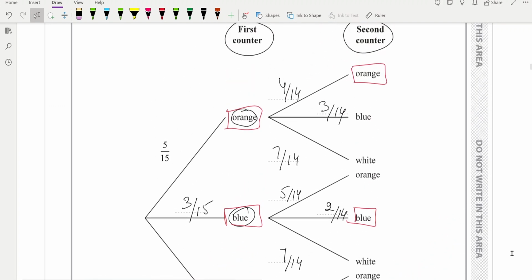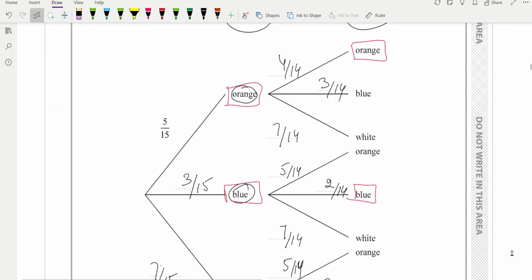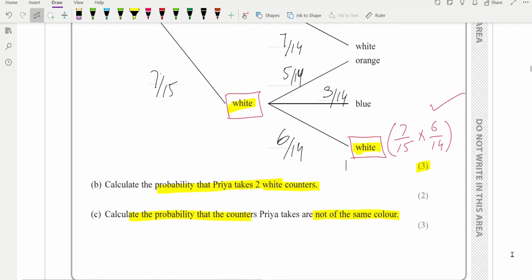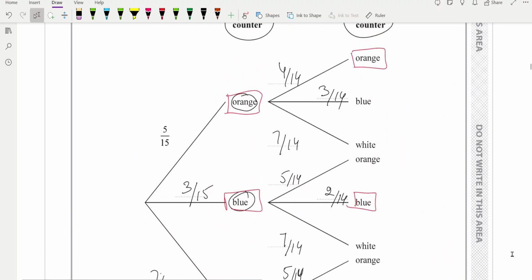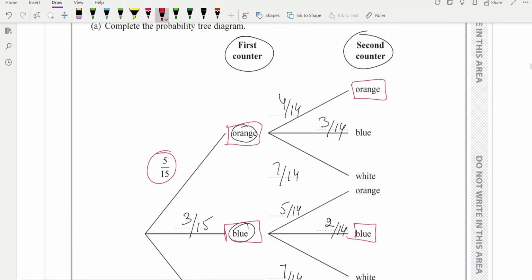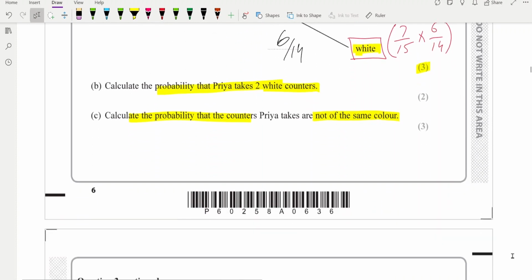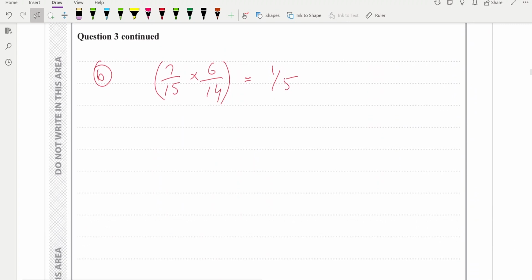White and white we have already calculated. So we will calculate the probabilities for orange and blue, and we will add the probability which we calculated just now. So orange will be what? 5 by 15 multiplied by 4 over 14. So we can write here for the C part, 5 by 15 multiplied by 4 by 14, this will be one probability.